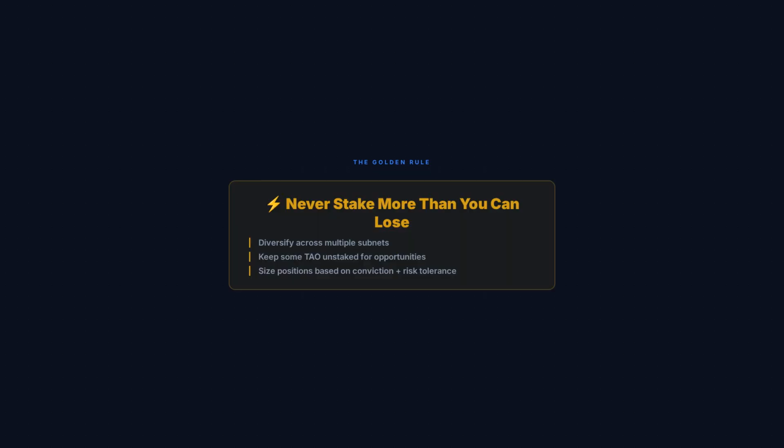The golden rule: never stake more than you are willing to lose on any single subnet. Diversify across multiple subnets if you are doing alpha staking, and always keep some TAO unstaked for opportunities.